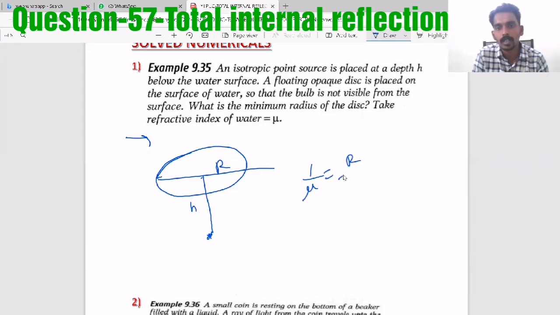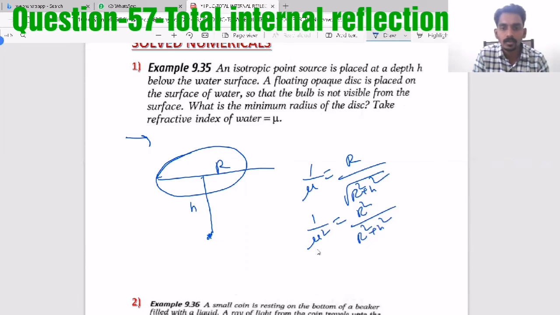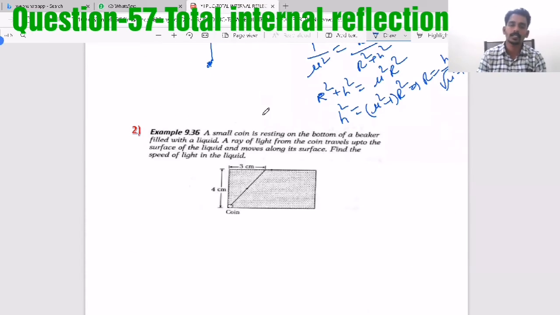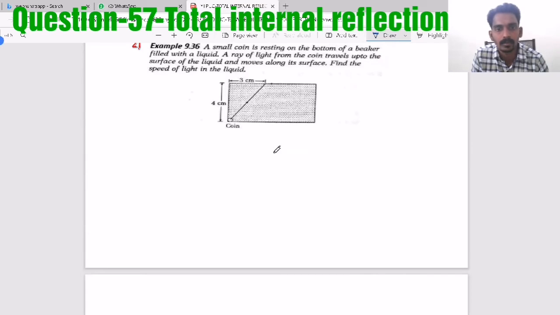As we took the formula just before, 1 by mu equals r by under root r square plus h square. They are asking for the radius, so square both sides. So r square by r square plus h square equals 1 by mu square, so r square plus h square equals mu square r square. Take the r terms to one side: h square equals mu square minus 1 into r square. So r equals h by under root mu square minus 1. This way you can solve simple questions based on either a fish or a bulb. They can ask for the radius, and they can give numerical values also.